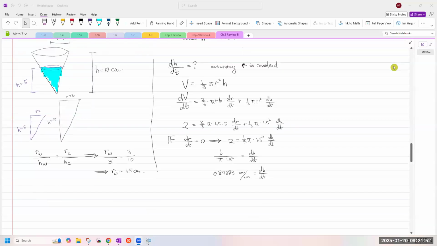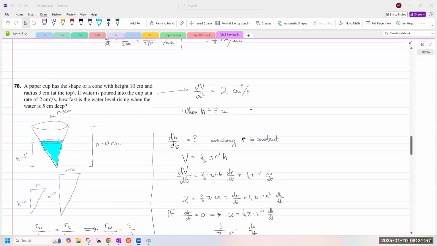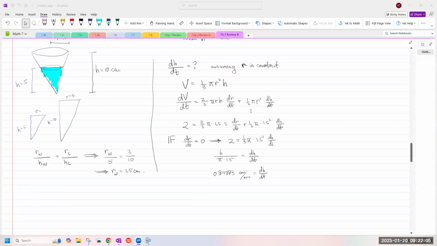Oh, you know what? I just realized. Actually, they did tell us the radius. When the water is 5 centimeters deep, we can actually find the volume. Here's the thing. When the height of the water is 5, we can actually find the radius and find the volume. Therefore, we can express this volume fully as a function of height without the radius.